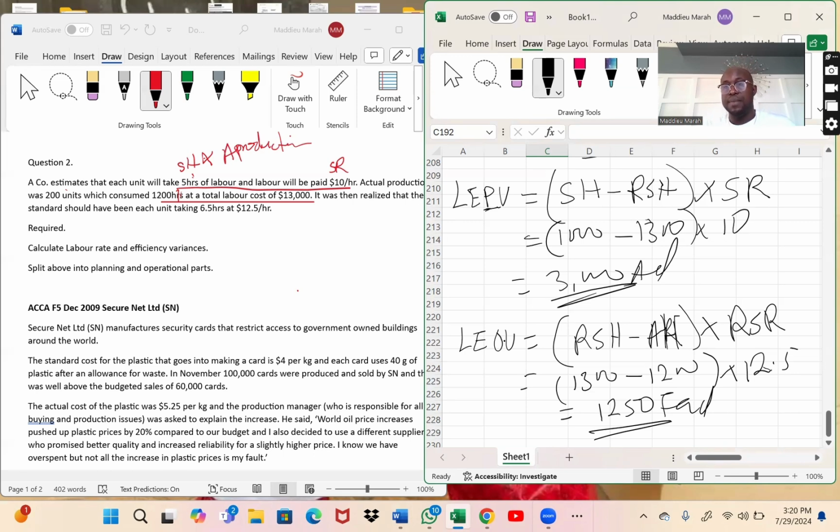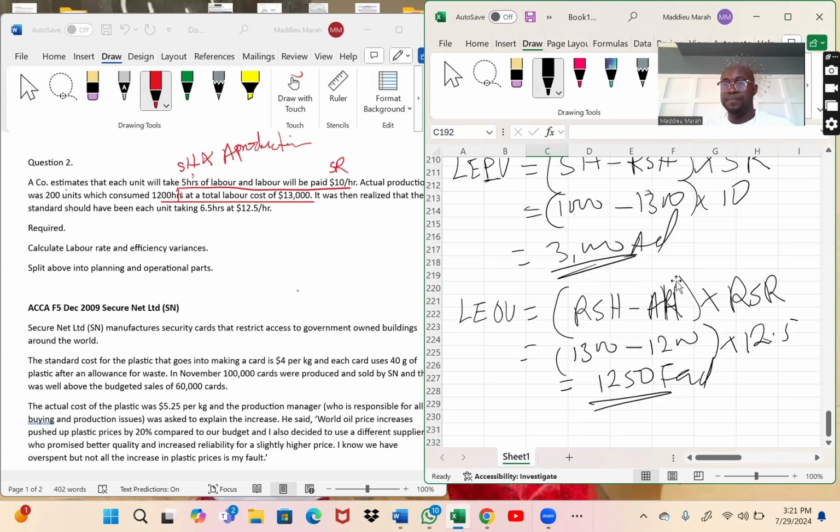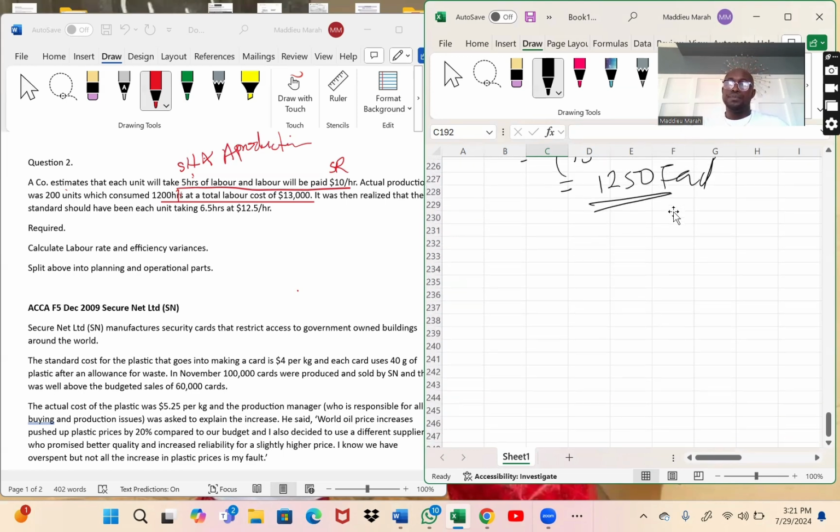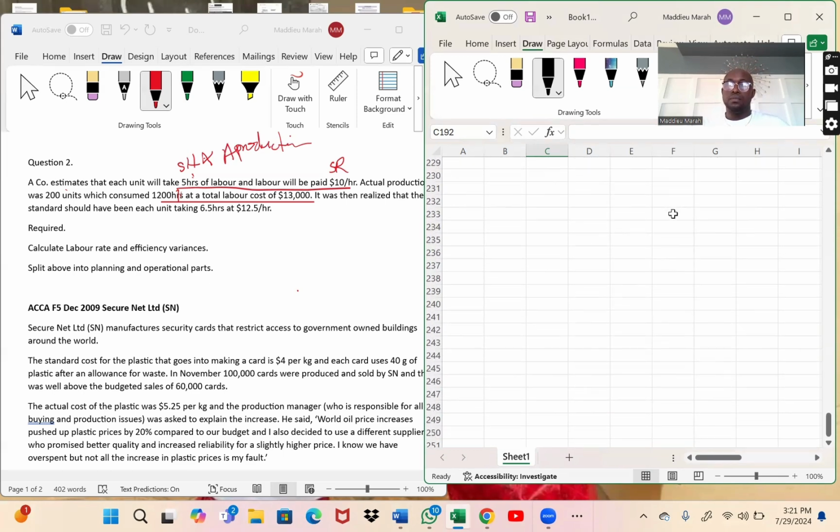Okay, so same thing for material. We can put all the planning variances together and put all the operational variances together. And the operational variances will be looked on and see whether managers did well or not. Okay, so we're making progress.